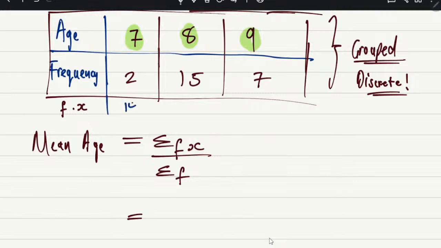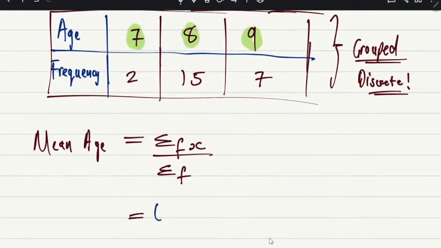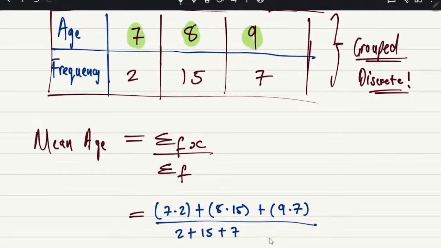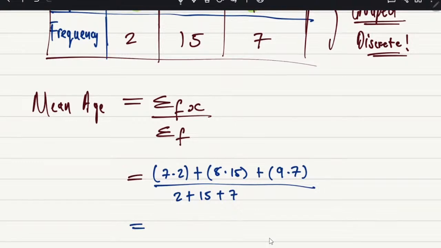7 times 2, 8 times 15. Or you don't even need to. You can just do it in here to say sum of x. So you're going to say 7 times 2 plus 8 times 15 plus 9 times 7. Okay, you multiply them. This times this plus this times this plus this times this. Divided by the total frequency. Total of frequency is always the one that divides. So it's 2 plus 15 plus 7. Then now you can be able to find your things. Okay? You can punch this in the calculator right away.